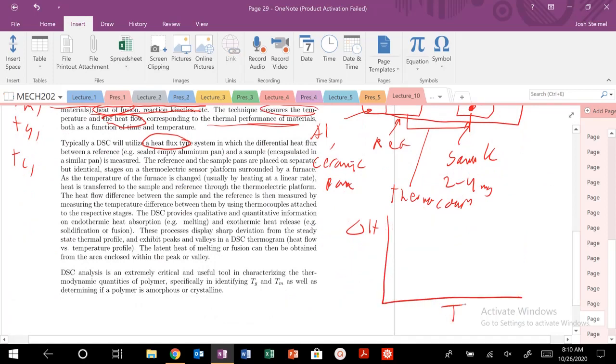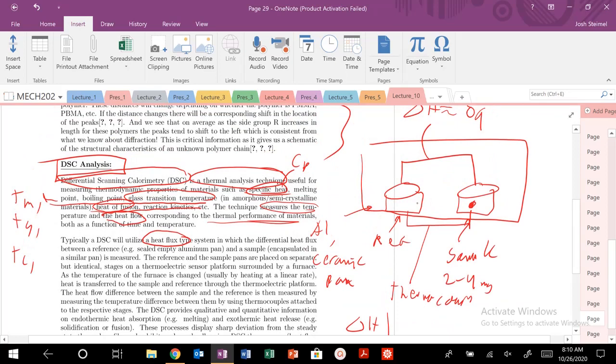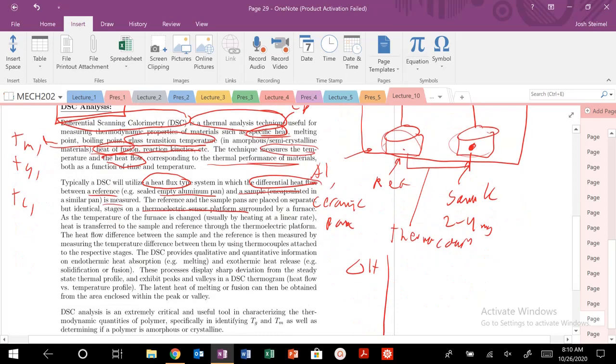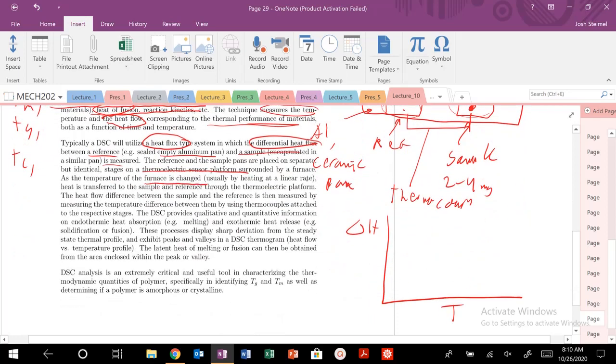So we're going to increase or decrease temperature, and we're going to see what the difference is as we raise the temperature. We're going to have this pan be the same temperature as this pan, and we're going to look at the difference in the heat flow required to reach those temperatures. So again, differential heat flux between a reference pan, empty, sealed aluminum pan, and then a sample pan. Separate stages, thermoelectric sensor. Temperature is raised at a linear rate. Usually we do 10 degrees K per minute. But you can go much faster or slower, and again, that's going to change the TG as well.